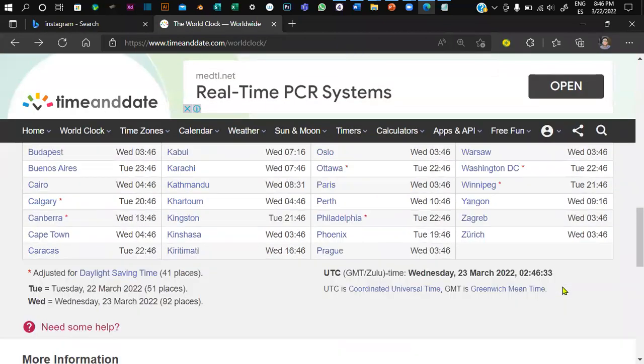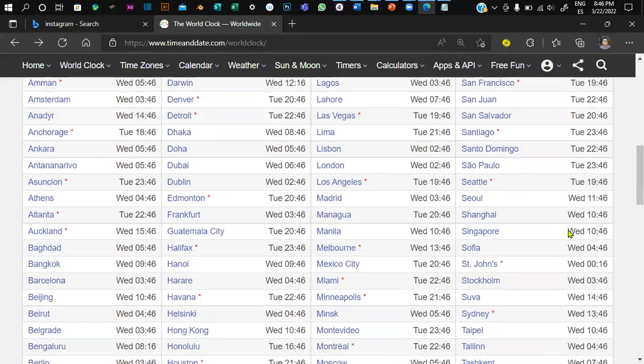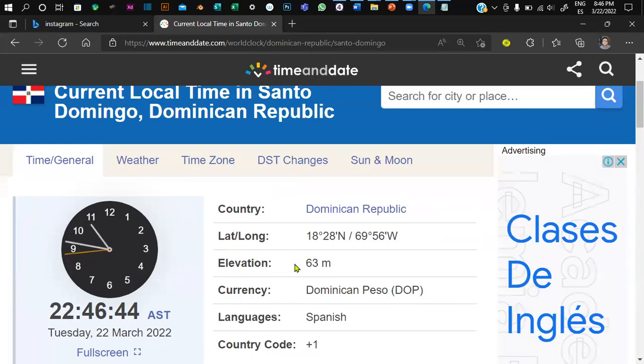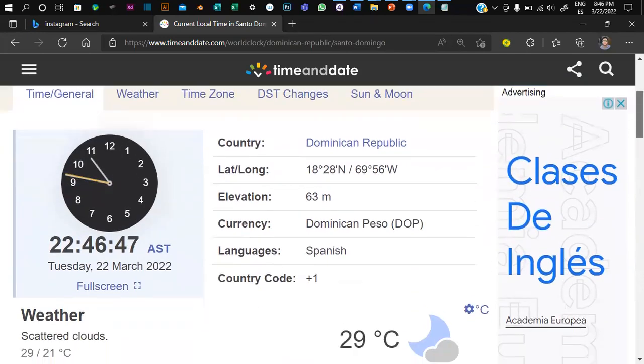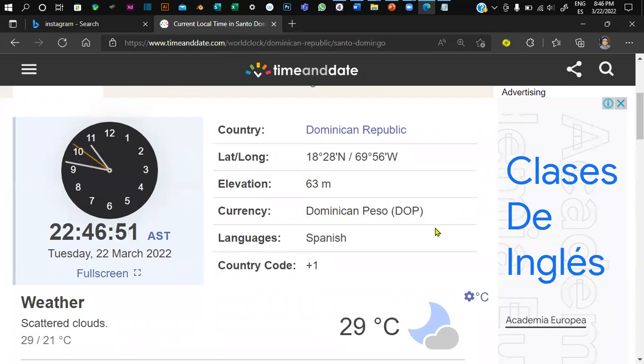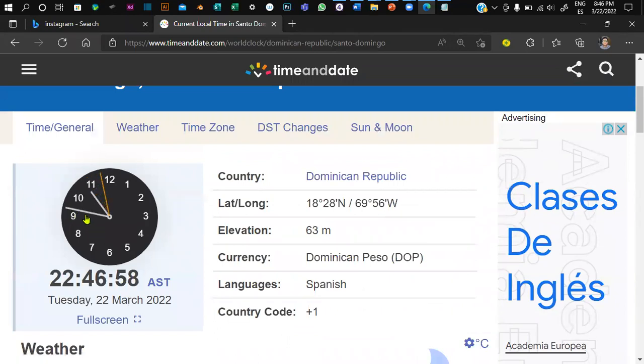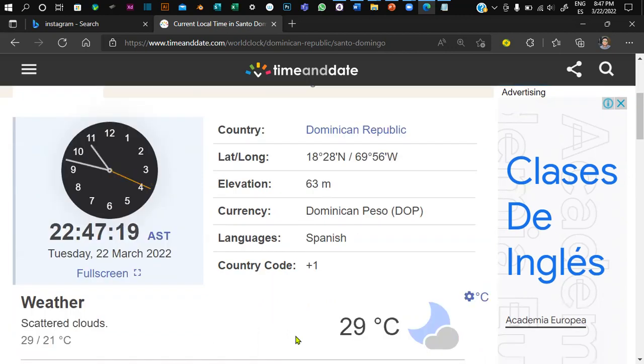Okay, another one, another city. Let me see. Which one? Santo Domingo, where is that? Okay, what is the country? Dominican Republic. Okay, yeah, that is the country, correct. Question, only this time. It's 14. It's 14, correct. To 11. Okay. PM or AM?